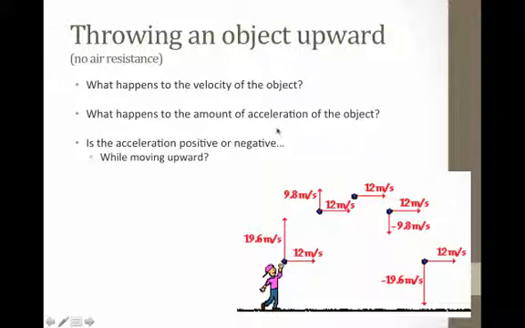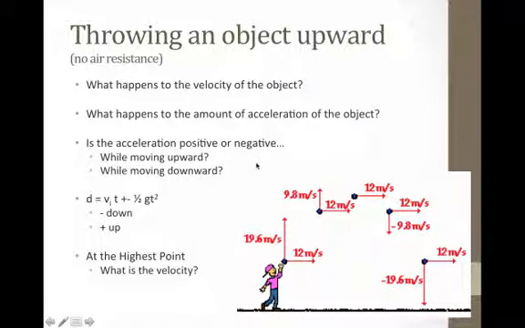Okay, is the acceleration positive or negative when the object is moving up? If you remember, up is positive. We're going to put a positive on that. And when moving downward, we're going to put a negative on that. So again, we have this equation that we're going to use when we throw an object up or down. D equals initial velocity times time plus or minus 1/2 gt squared. We're going to put a negative if the object is going down, and we're going to put a positive if the object is going up.